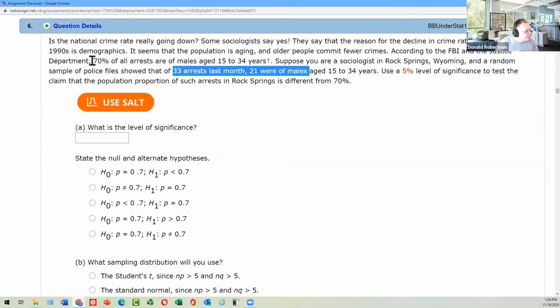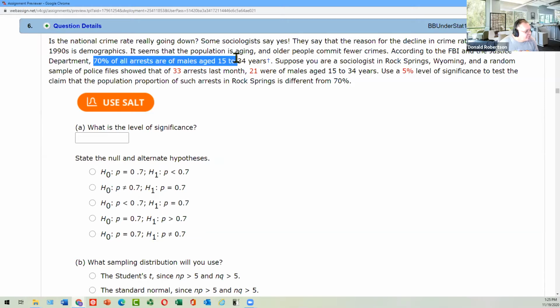So according to this data, do you know that 70% of the arrests are for technically young people between 15 and 34? And the vast majority of them are males. So if you're going to get mugged or your house broken into or your car stolen, 70% of those are likely caused by people in that age group.